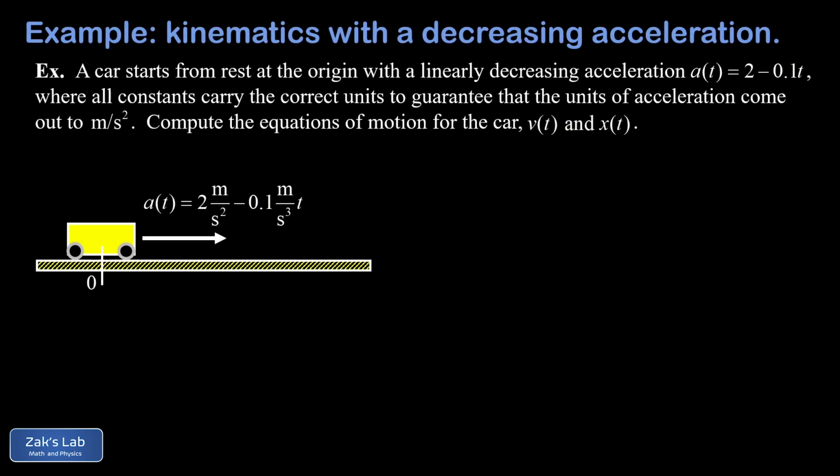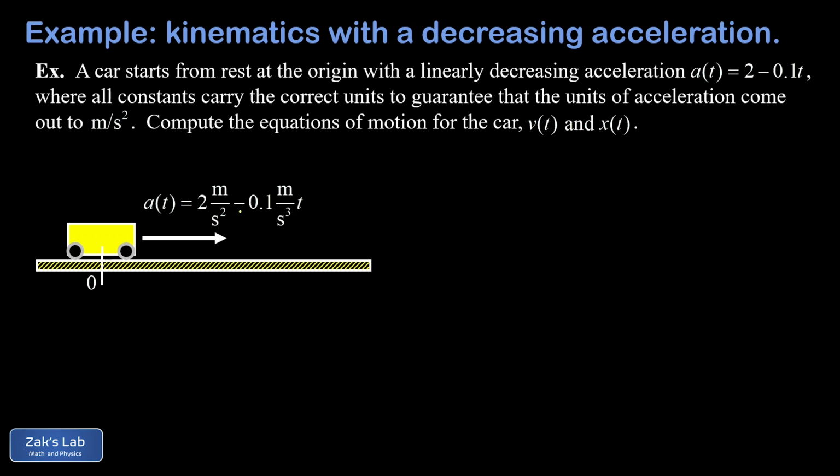In this video, we're solving a kinematics problem where the acceleration is not constant. And that means all those standard formulas for constant acceleration in one dimension are invalid. We have to go back to first principles here. So we're told we have an acceleration function that's linearly decreasing.